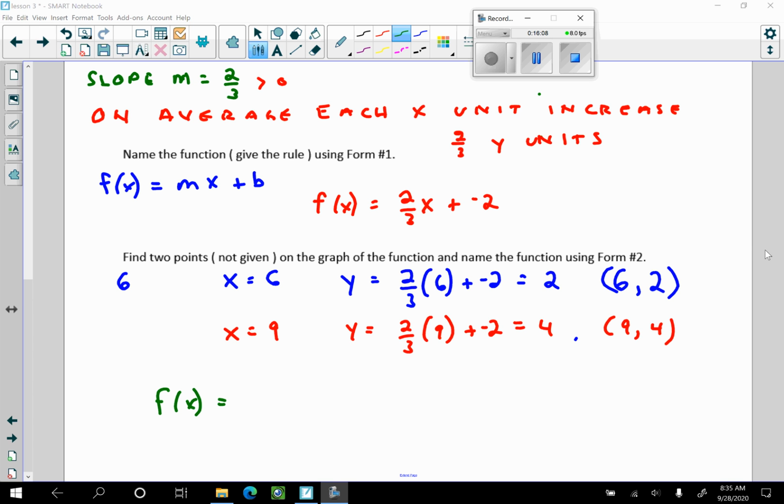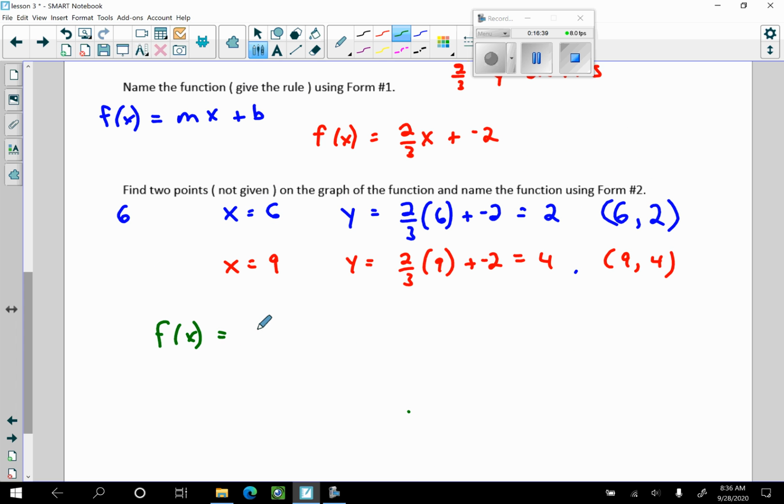Okay, so I magically came up with these 2 points, x equals 6. I used 6 since it was a multiple of 3. 2/3 times 6 is 4, minus 2 is 2. And then I magically used 9. 2/3 times 9. 9 is 3 times 3. One of the 3's cancel. 2 times 3 is 6. Minus 2 is 4.